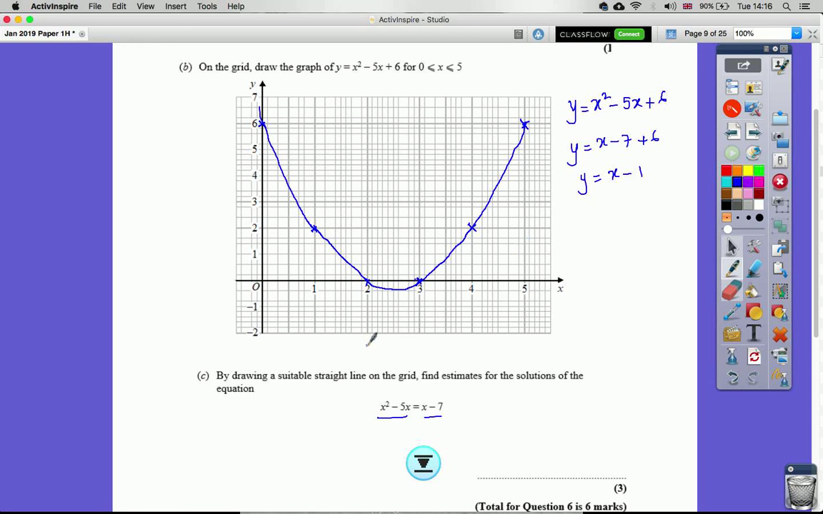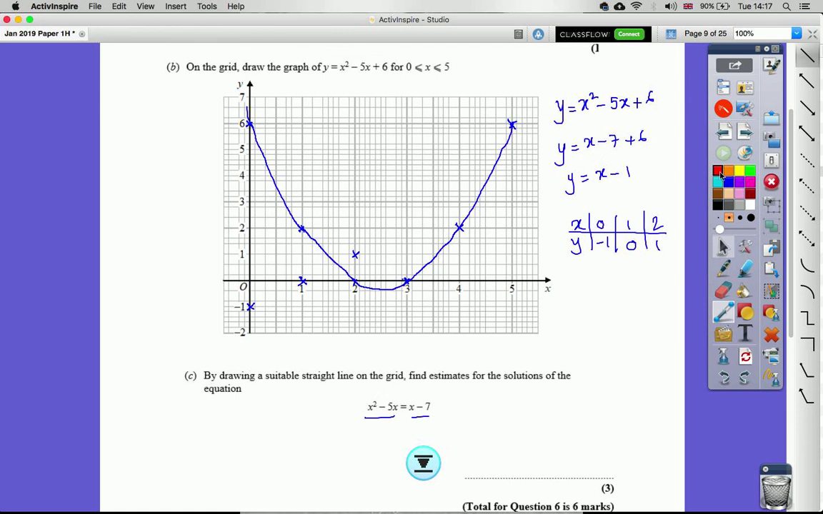So we're going to draw a straight line of this equation. So I take three values of x: 0, 1, 2. So I get minus 1, 0, and 1. Let's plot the points. So 0 and minus 1 is here, 1 and 0 is here, and 2 and 1 is here. So now I'm going to draw a straight line using these 3 points.